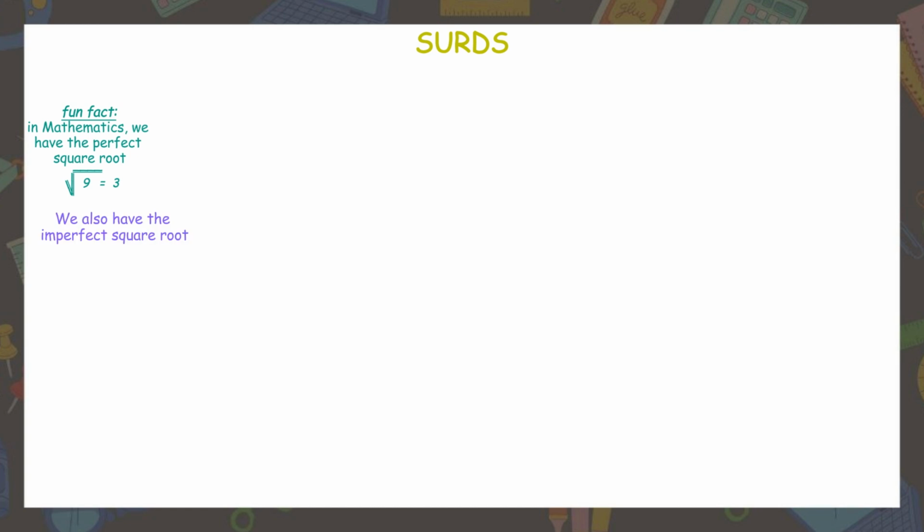Today we'll be looking at surds. Remember that we have a perfect square root in mathematics. A perfect square root, like that of 9, is equal to what? 3.